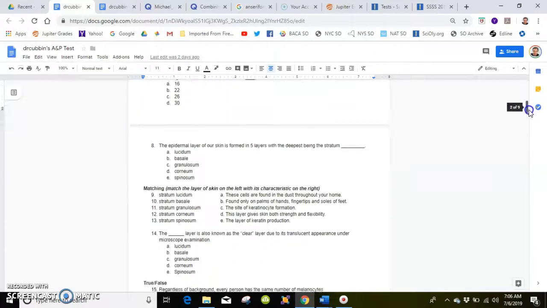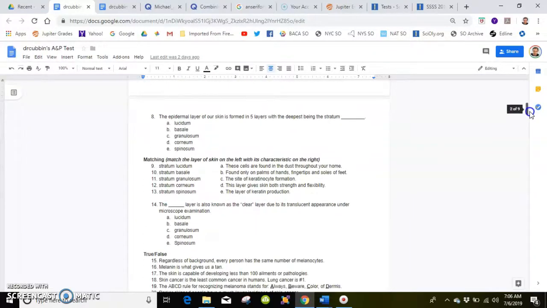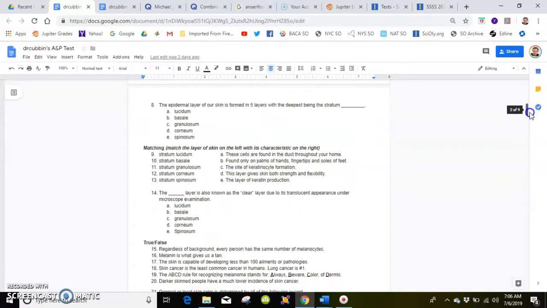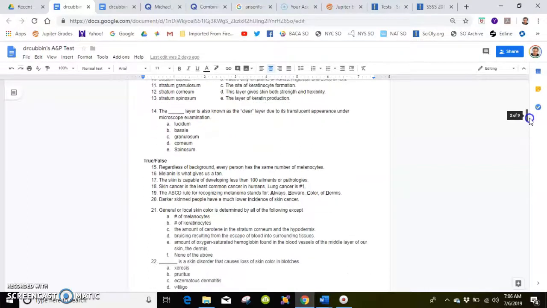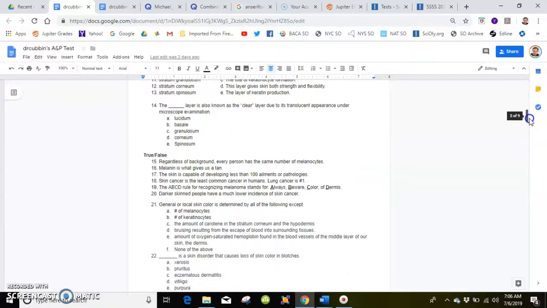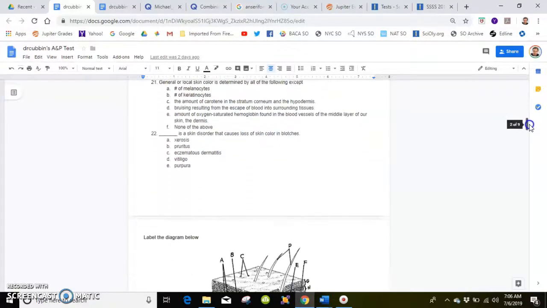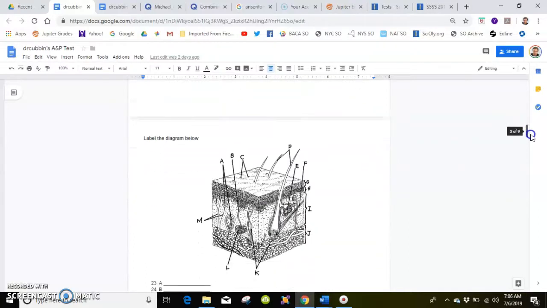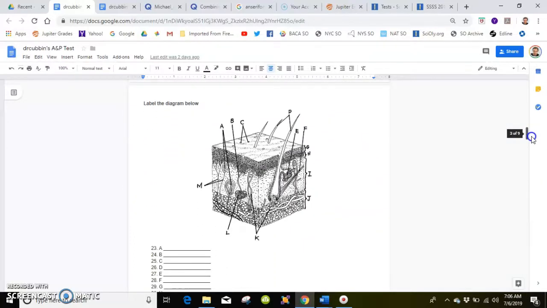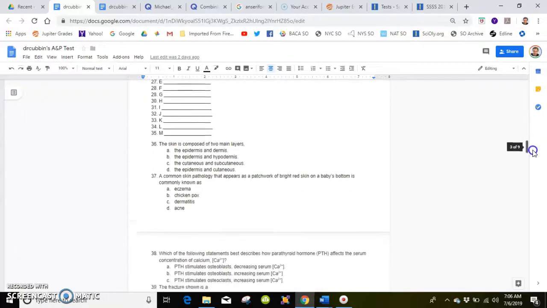Okay, so we go down here. I put matchings together. It looks like I didn't put too much time into those, but I did actually. It took me a few hours to write this up. My true falses. Then I go through, again, some sketches for the skin.